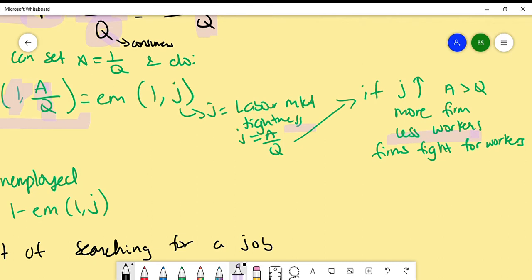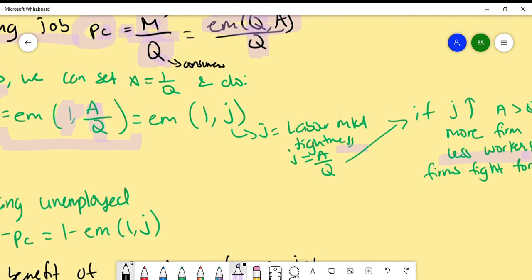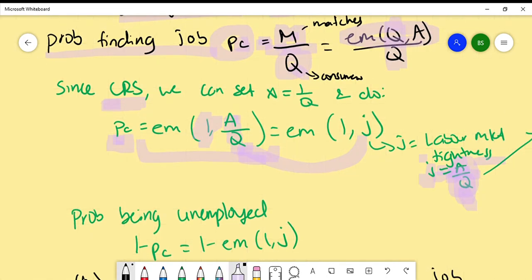Basically, the labor market tightness J is A over Q. So you can just substitute that in. It's A over Q because if J were to increase, as a corporate person I would think, oh my god, there are no people to work for me at all, which means that Q would be decreasing and A is increasing. So it has to be A over Q, not Q over A.